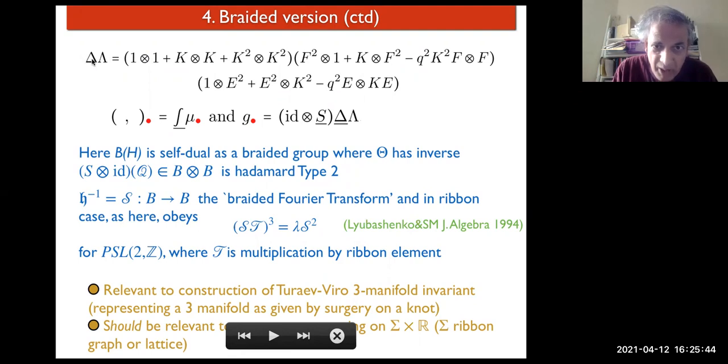This is the UQSL2 coproduct, not the braided one. Now we take that, and we have to convert it to the braided coproduct. So we have to work this out. There are 27 terms. You've got to apply the braided coproduct.